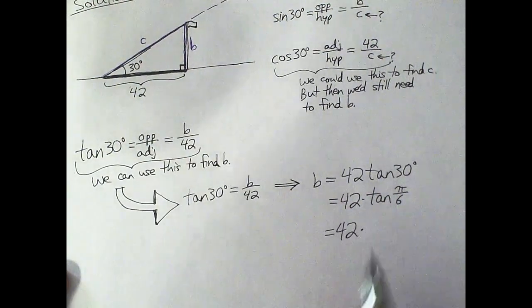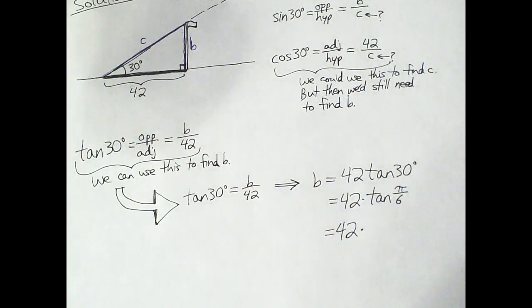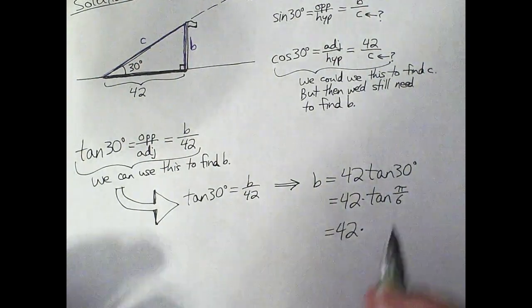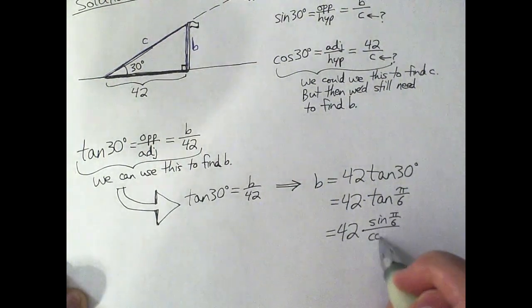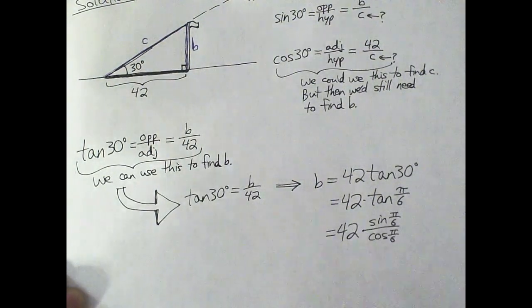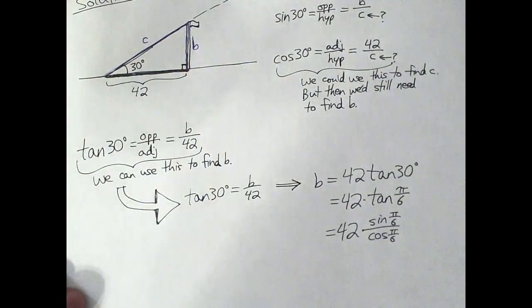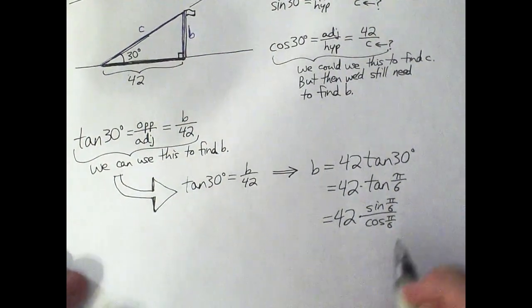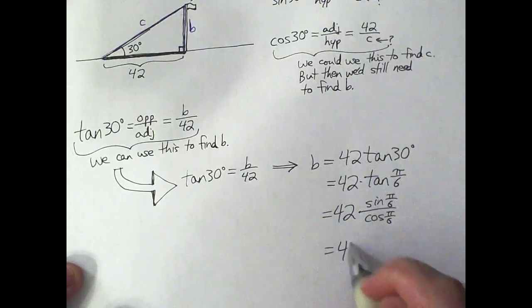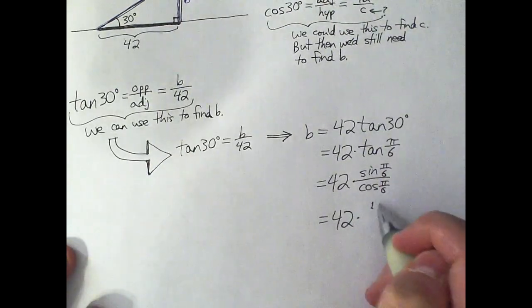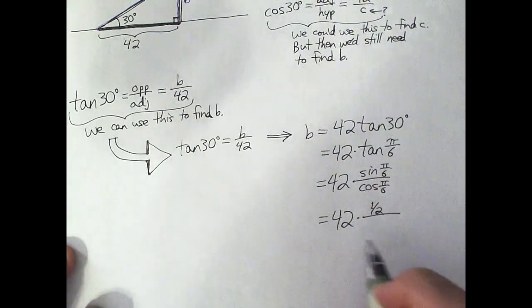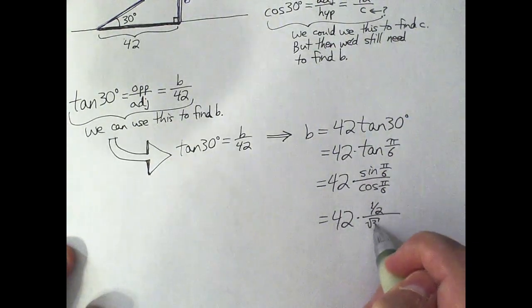42 times, what's tangent of pi over 6? We could think of it as sine of pi over 6 over cosine of pi over 6, right? You can always think of tangent that way. Maybe that helps because then you say, oh, I know what each of those are. Sine of pi over 6 is 1/2. Cosine of pi over 6 is the square root of 3 over 2.